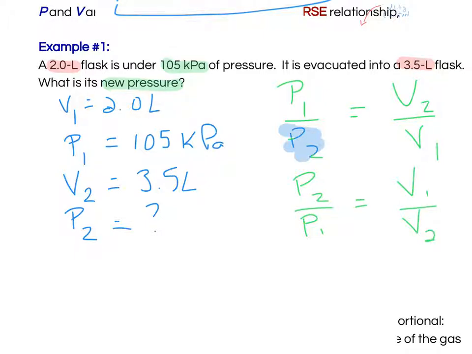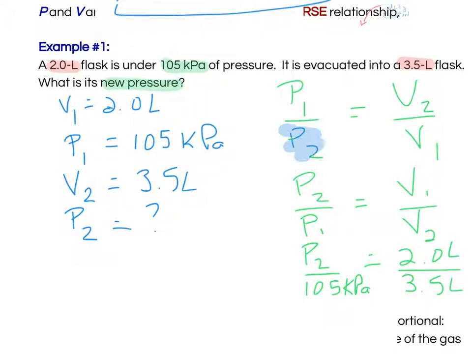Now I'm going to substitute in all of my values that are known into my formula. So P2 over 105. And I'm okay with you including the units in your formula. I think that's appropriate. V1 is 2 liters, 2.0 liters. And then my V2 was 3.5 liters. And if I do my unit analysis, I can see that my liters here will cancel out, liters divided by liters, and I'll be left with units of kilopascals, and so that is dimensionally sound.